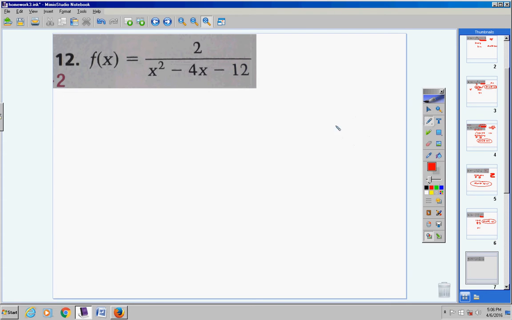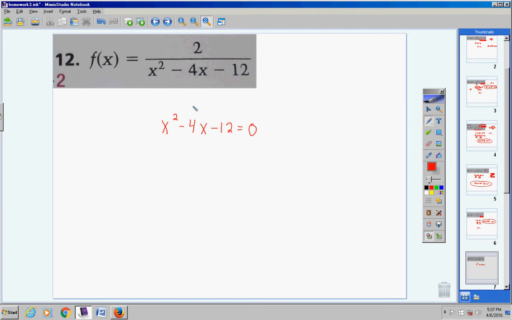Let's find the domain. Take your denominator, set it equal to 0 and solve. And here we go. Once again, we have a quadratic equation. You're more than welcome to use the quadratic formula to solve it if you want to. That's up to you. I'm going to factor if I can.